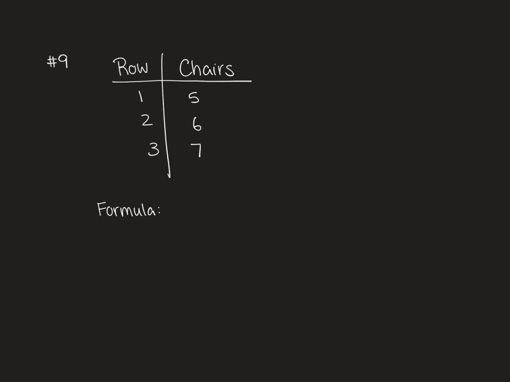For number 9, they're going to give you a chart that has rows and chairs, and your job is to come up with the formula. So when we're looking at this, we have to go from 1 to 5, 2 to 6, 3 to 7. So because they're just going up by 1, this is probably going to be an addition formula. So we know our row plus something equals our chair. And if we look at each of these, 1 plus what is 5? 1 plus 4. 2 plus what is 6? Plus 4. 3 plus what is 7? Plus 4.